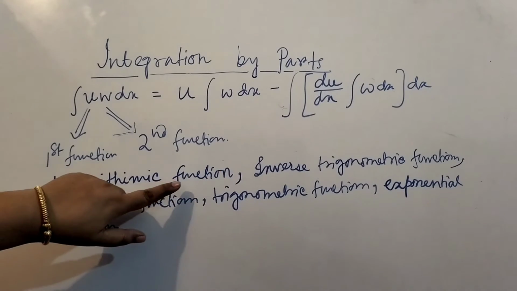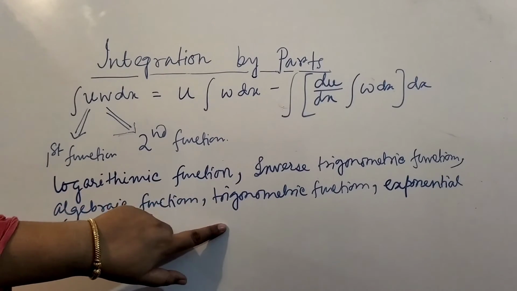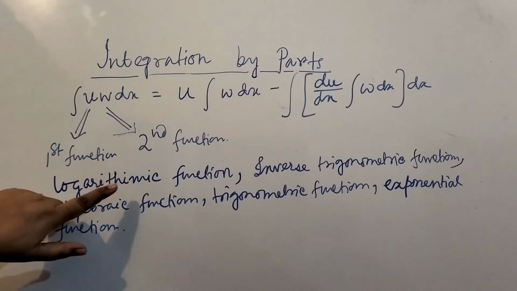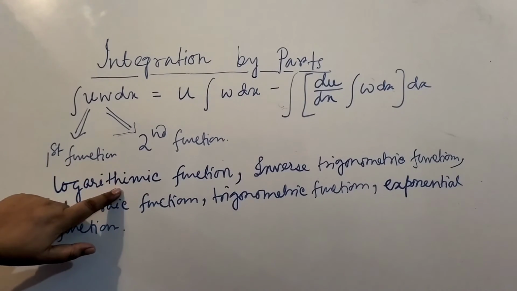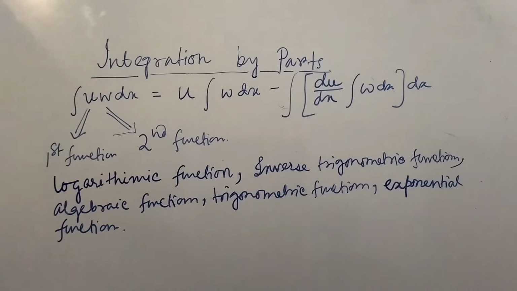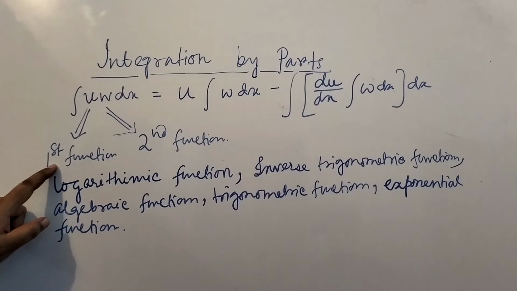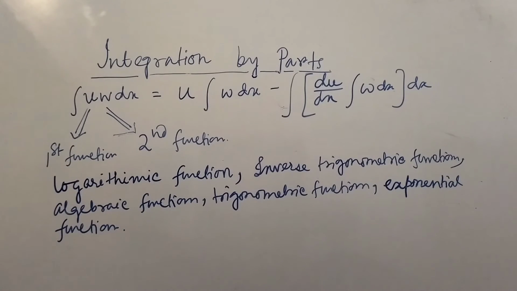For example, suppose in any question you are getting a logarithmic function and a trigonometric function. In that case, by this rule, the logarithmic function will be taken as the first function and the trigonometric function will be taken as the second function. So in many cases, this particular order of functions may help you choose which one should be taken as the first function and which one as the second function.